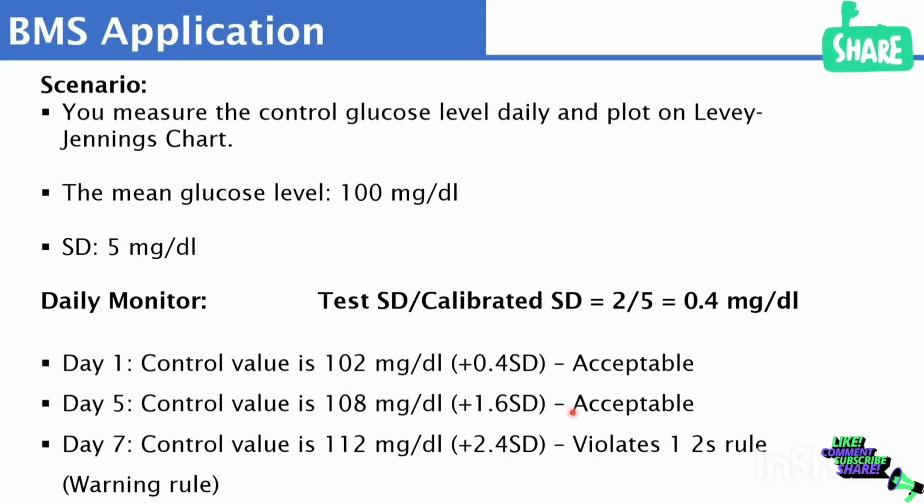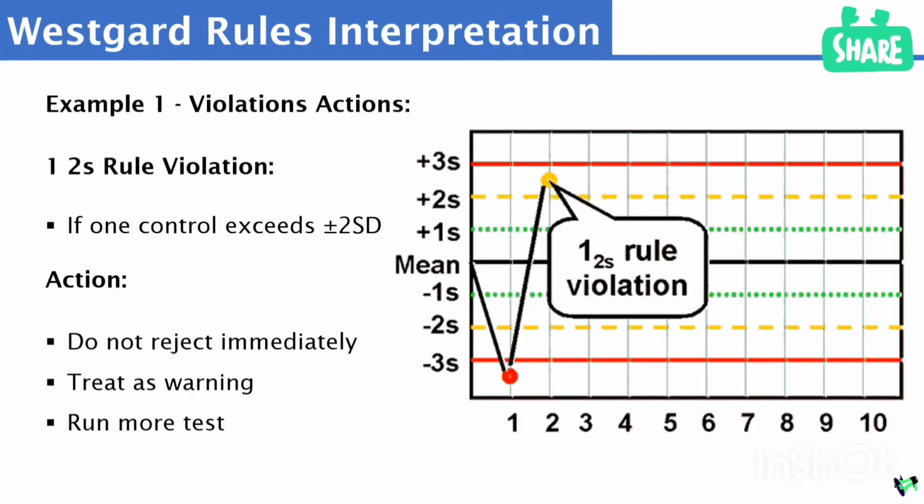Now let's see some examples, guys. Example 1, violation action: 1-2S. Don't worry about this one. Look at this, it violates 1-2S. This is the mean, like I've shown you. Ideally we want all our results to be within minus 1 SD or plus 1 SD, either at the mean or minus 1 SD or plus 1 SD. Anything like plus 2 SD or above, we don't really want it that way, but sometimes it can be a warning.